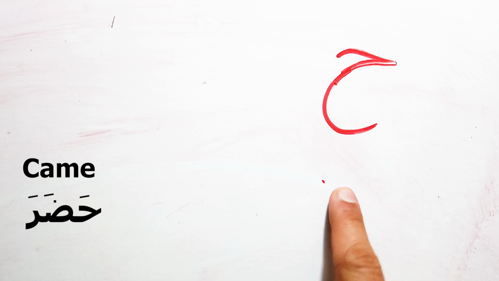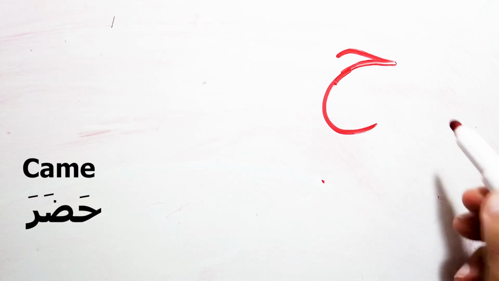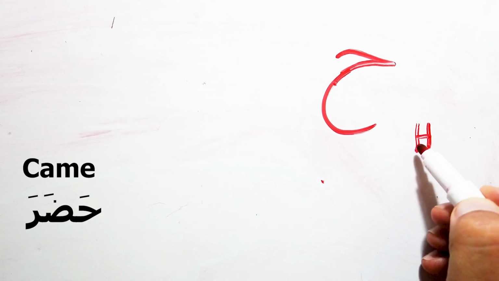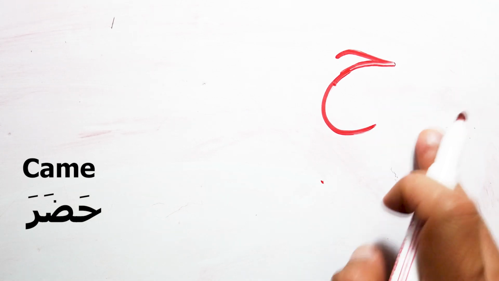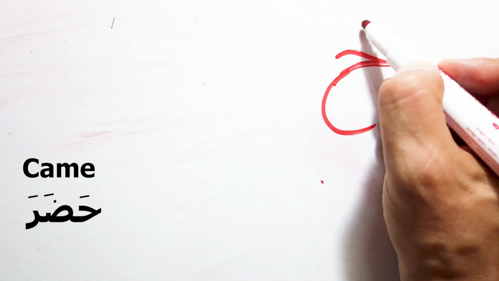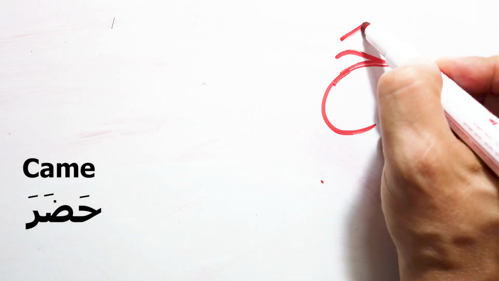Ha, ha. It does not sound like H, okay? It's another sound. It is ha, ha, ha. But I say ha, so we have fatha here. The second sound is ba, ba, ba.